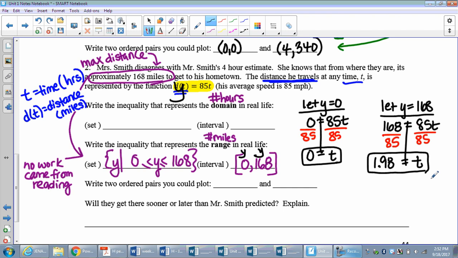And we found the values we need for the domain. Notice, right? t equals 0, t equals 1.98. So 0 to 1.98. And then translating that into set notation. 0 goes on the left, 1.98 goes on the right, and I'm all done.